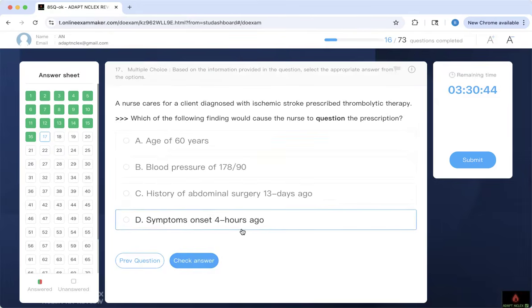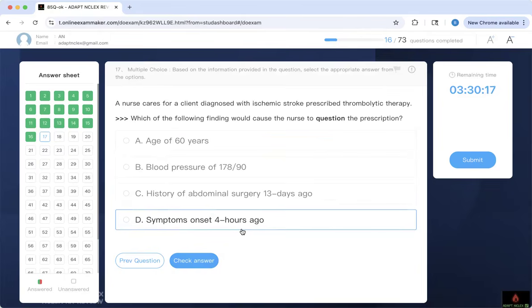17. Pharmacology. Which of the following findings should the nurse question the prescription for? A nurse cares for a client diagnosed with what? Ischemic stroke. Prescribed what? Thrombolytic therapy. Will you question if the patient is 60 years old? Blood pressure of 178/90? He has a history of abdominal surgery 13 days ago. He has symptom onset 4 hours ago.